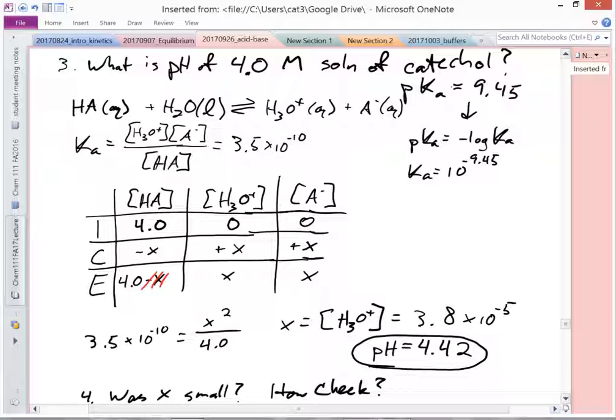Why is it not 2 cyclic? I think it is 2 cyclic. 2 cyclic in 4.0, 2 cyclic in the pKa, and 2 cyclic in the pH. I think it is.